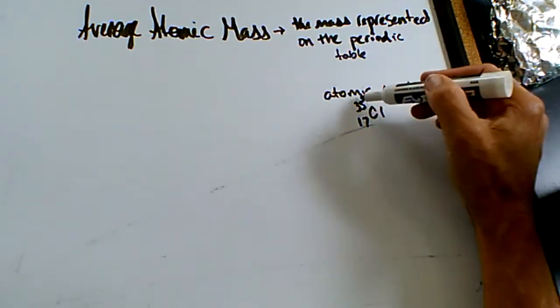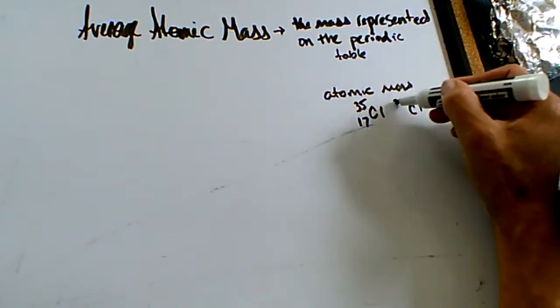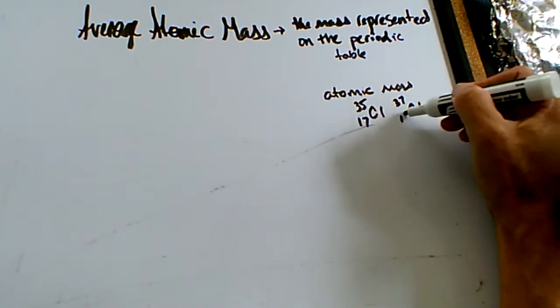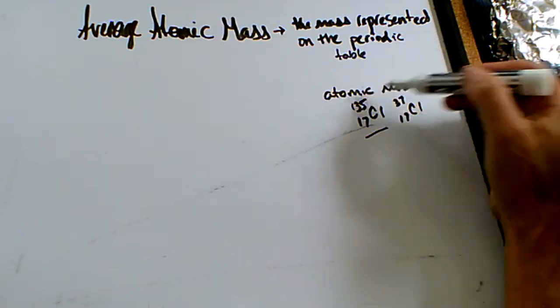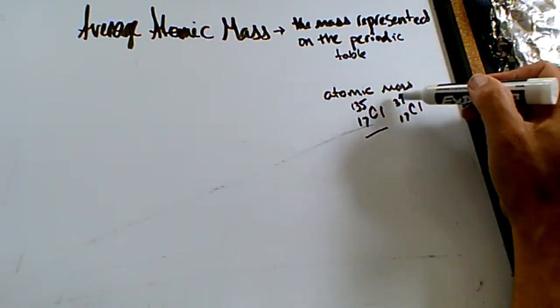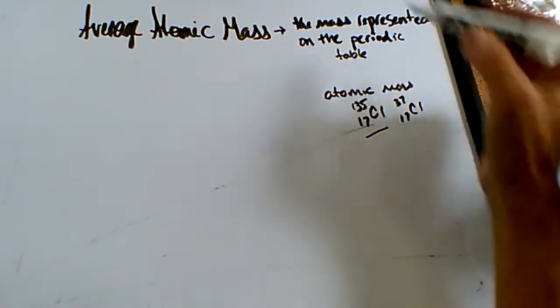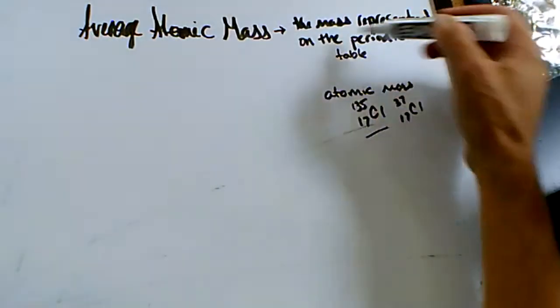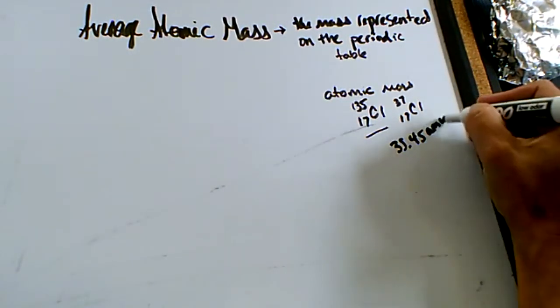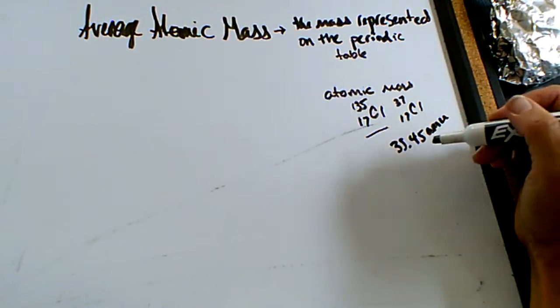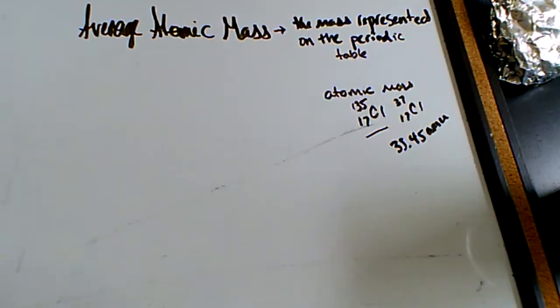Like this chlorine atom weighs 35, some chlorine atoms weigh 37. The atomic mass of this chlorine is 35. The atomic mass of this chlorine is 37. However, as we see on the periodic table, the average atomic mass is 35.45. That is in atomic mass units. You can't use grams because grams is not appropriate for something that small, so they've made their own unit for these atoms, okay?